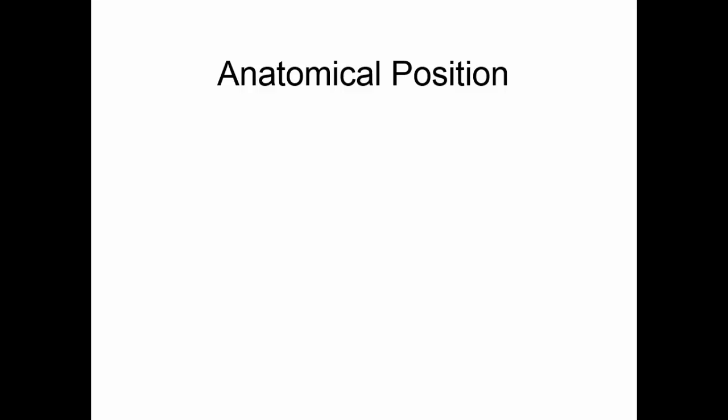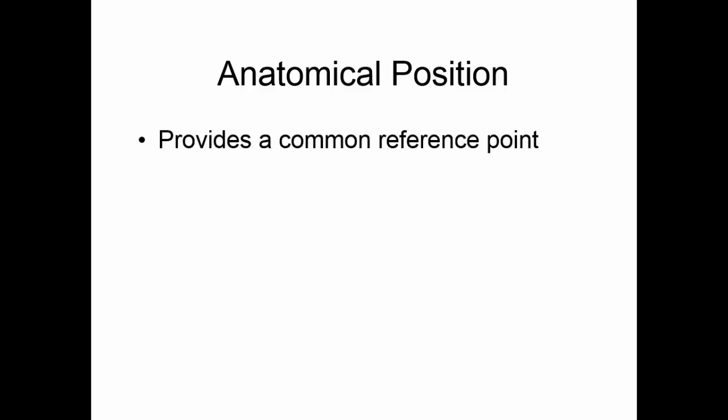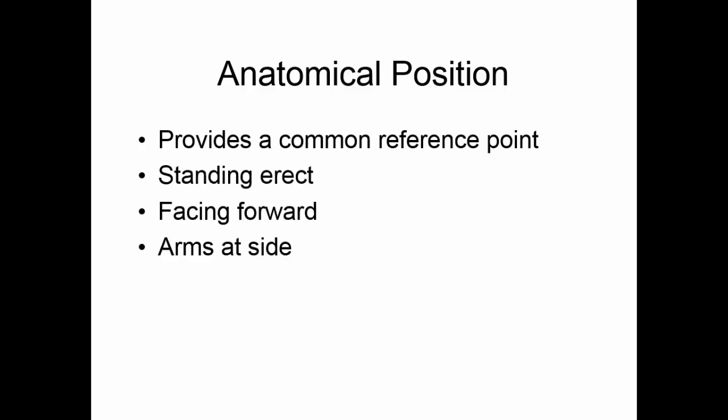As we begin our study of anatomy, there are a few common terms we need to become familiar with. Anatomical position is a body position that provides us with a common reference point. When you look at a map, you know that up is north and down is south because we have decided that that is how you read a map. We need to do the same thing for the human body. Anatomical position has the body standing erect, facing forward, arms at the side, and palms facing forward.